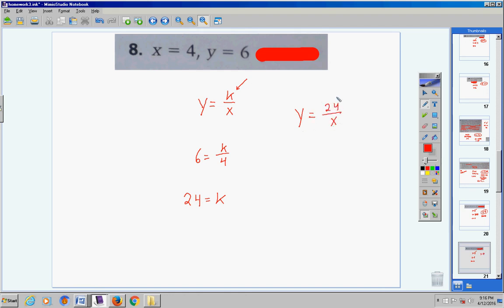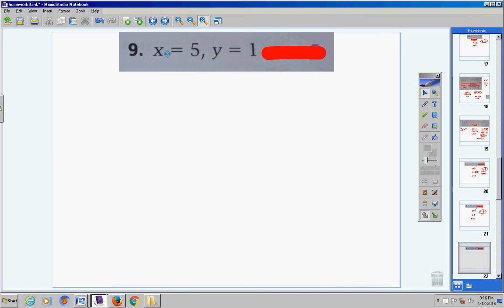And of course, they're going to have yx equals 24. Alright, so there we go. Number 9. X and y vary inversely. Write an equation that relates them.